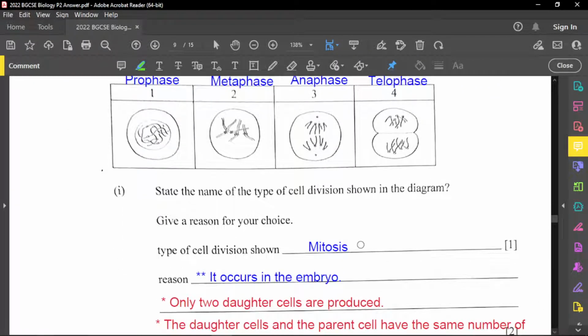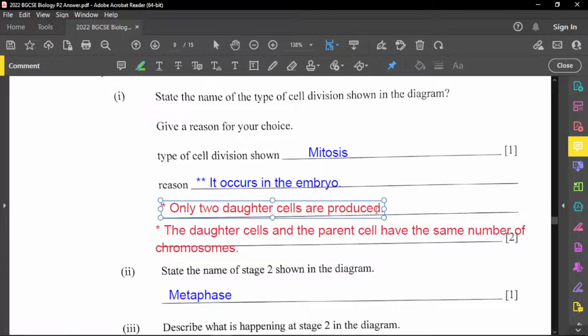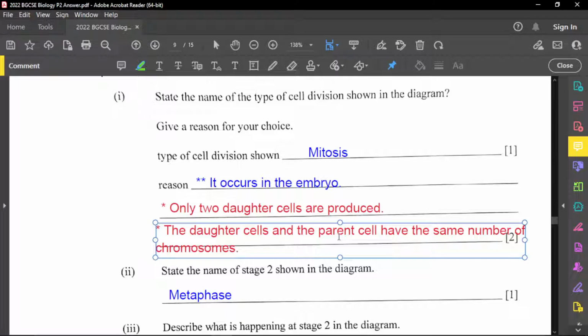For part one, state the name of the type of cell division shown in the diagram and give a reason for your choice. This is mitosis, as mentioned earlier. The reason is that it occurs in the embryo. Also, only two daughter cells were produced. Producing two daughter cells is definitely mitosis, while producing four daughter cells is meiosis. Also, the daughter cells and the parent cell have the same number of chromosomes.